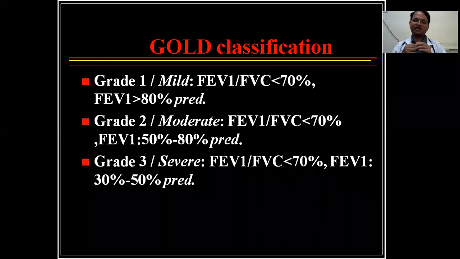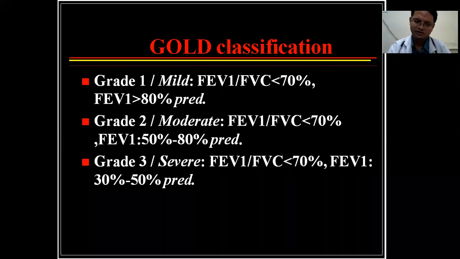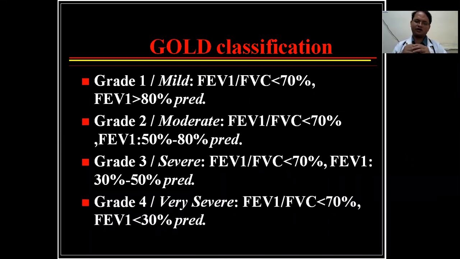In grade 3 or severe COPD, again the ratio is less than 70% and the FEV1 is between 30 to 50% predicted. Here it has been noted that whenever the FEV1 goes below 50%, there are many chances that the patient lands up in type 2 respiratory failure. Grade 4 is very severe COPD. Here again, the ratio is less than 70% and the FEV1 will be less than 30%.